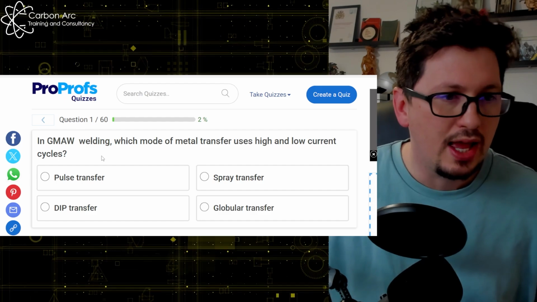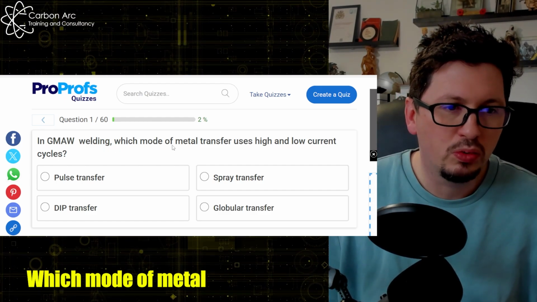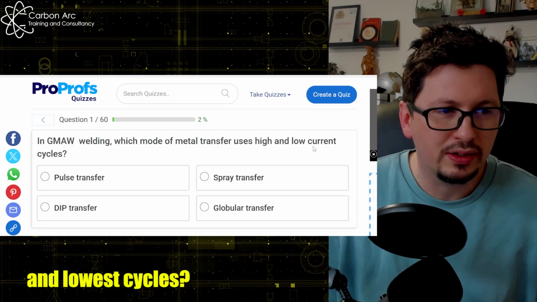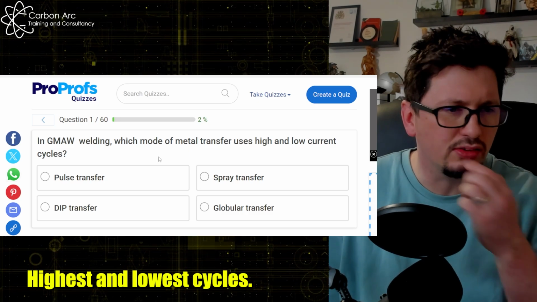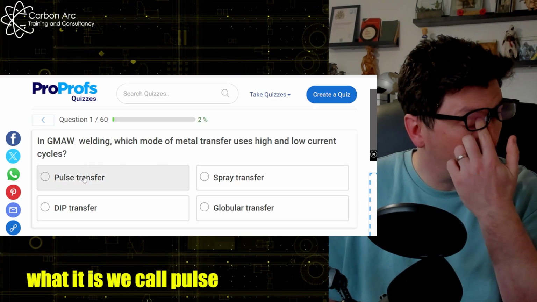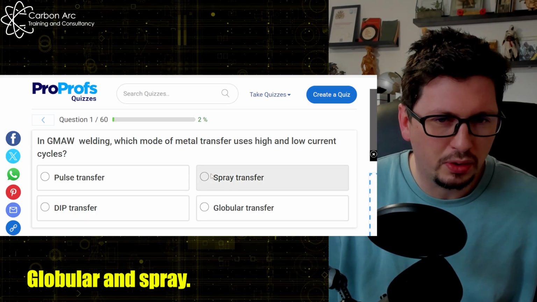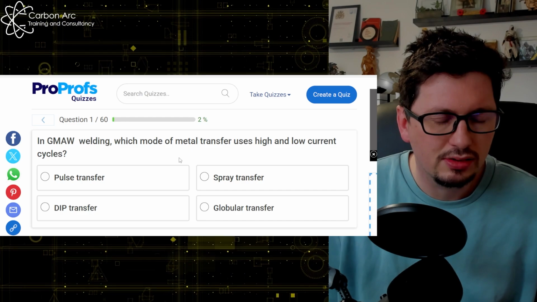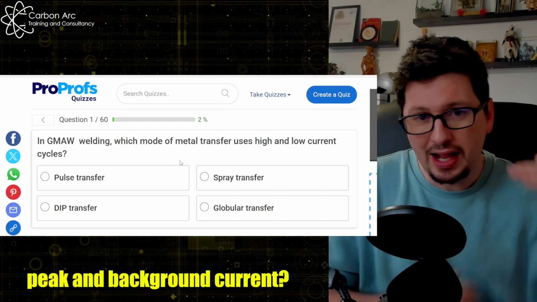In GMAW welding, which mode of metal transfer uses the highest and lowest cycles? Highest and lowest cycles. Well, let's have a look at what it is. We've got pulse transfer, dip, globular, and spray. Right, what do they mean by cycles? Looking at the answer, do they mean peak and background current?